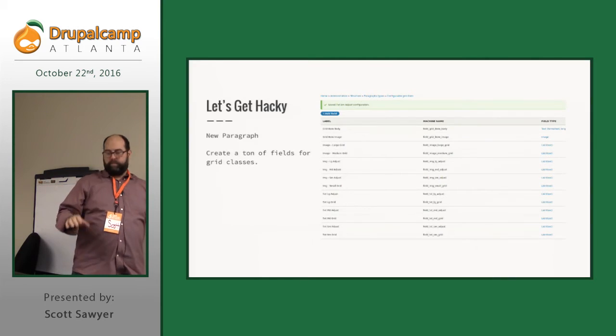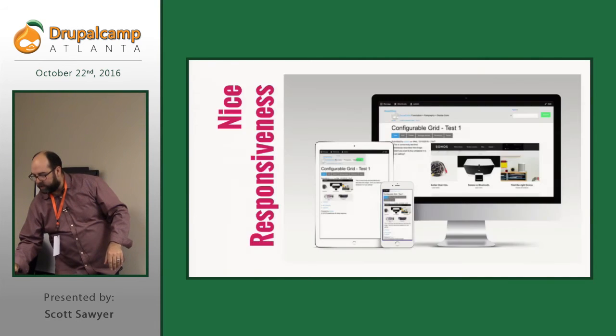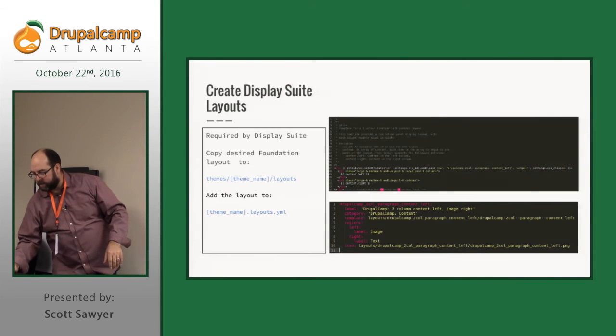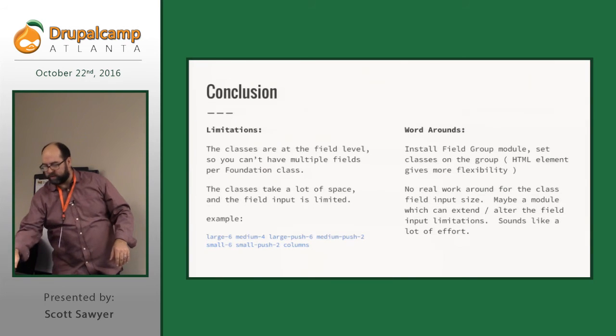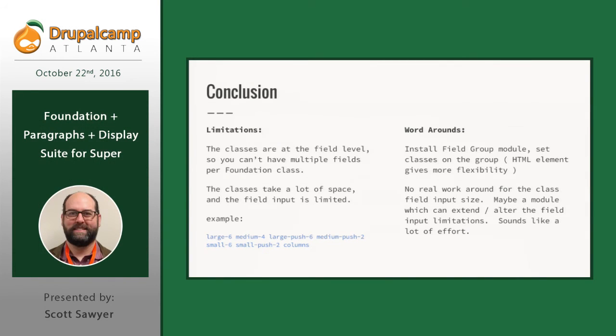Basically, let's see if we go back here. Here we go. See all these classes at the bottom? Large 6. Well, I've created a field that has large 1, 2, 3, 4, 5, 6, 7. It's a list field, so they get a select where they can choose any kind of grid layout they want for this thing.